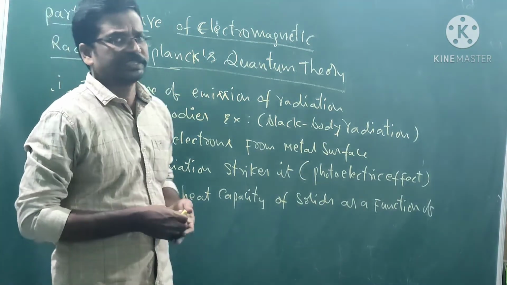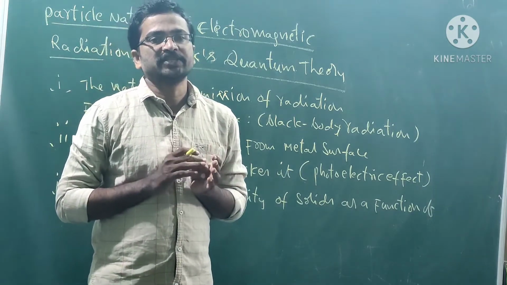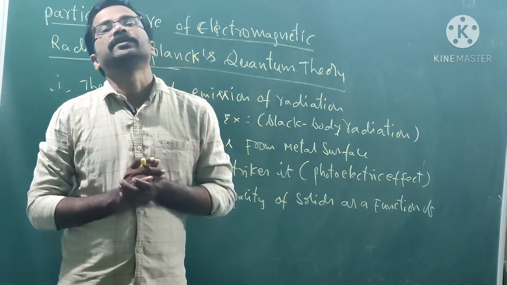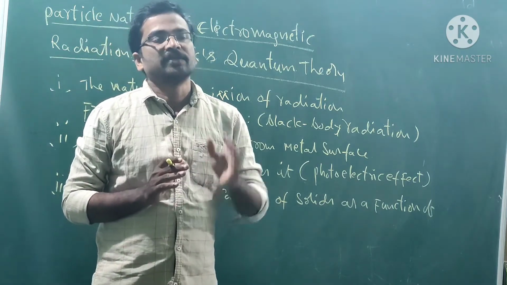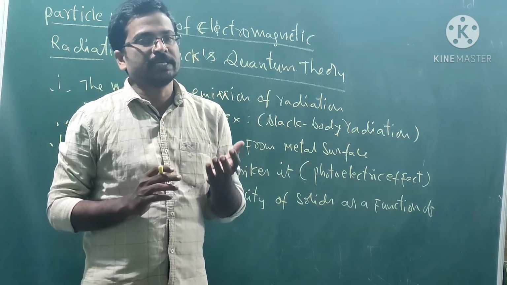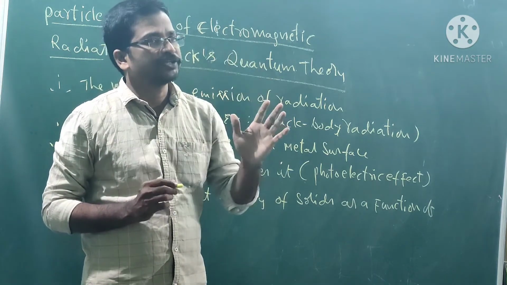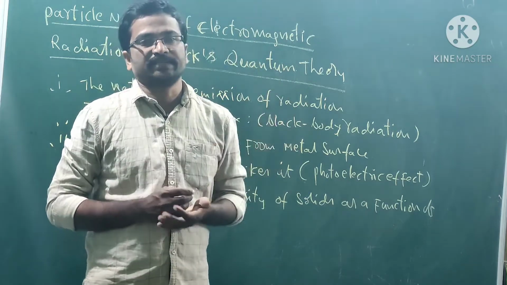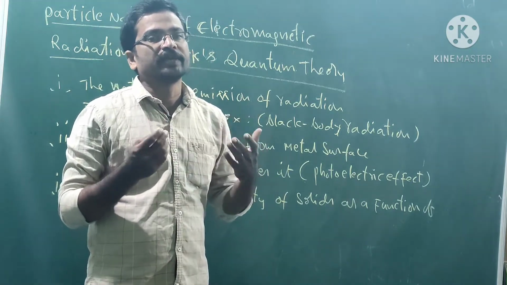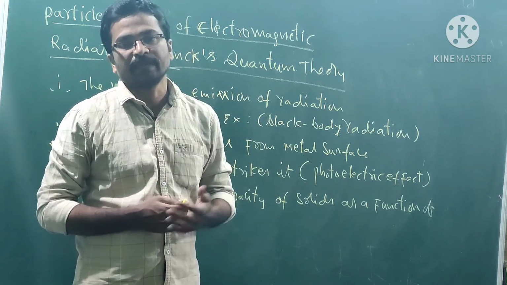Before we go to this concept, in the previous class we learned that electromagnetic radiation has a dual character, or dual nature. Electromagnetic radiation has wave-like motion, or wave nature. Why do we say it has wave nature? Because electromagnetic radiation can show interference and diffraction. So it is called wave-like properties.